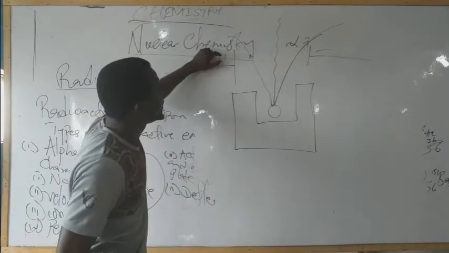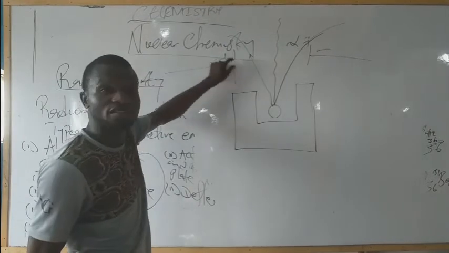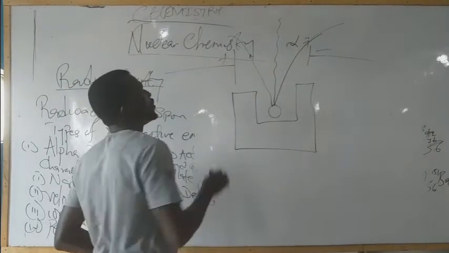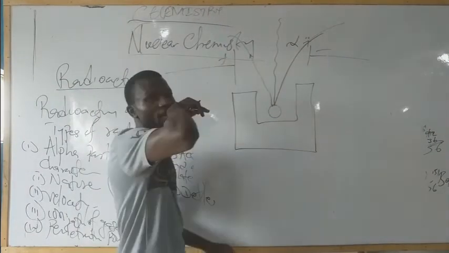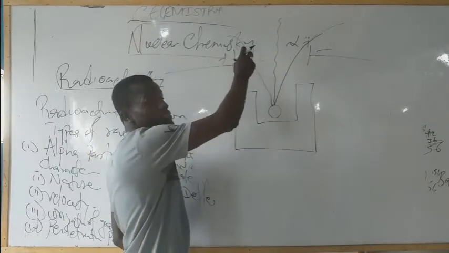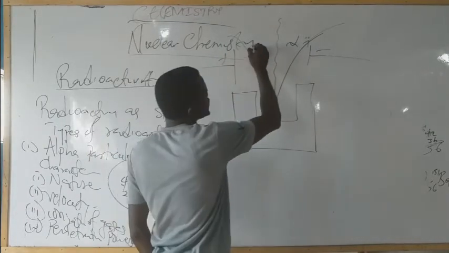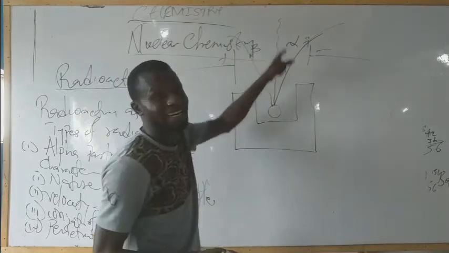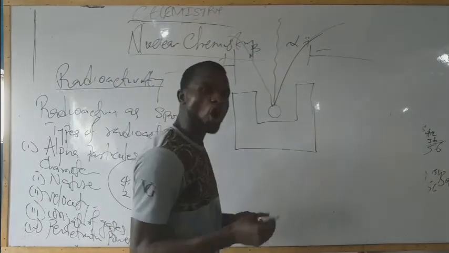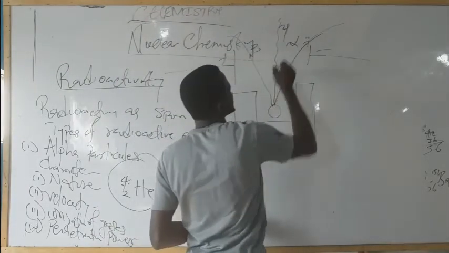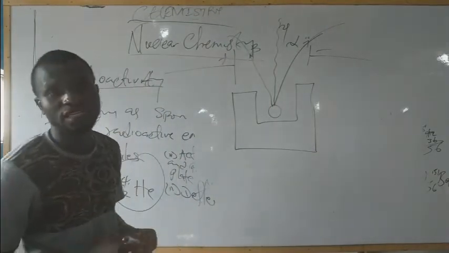Now here, this is the positive plate, and this one is deflected towards it. Therefore, this one here is what? Negatively charged. So this is what? Beta. And this one that traveled undeflected or unaffected is gamma, indicating that it is what?